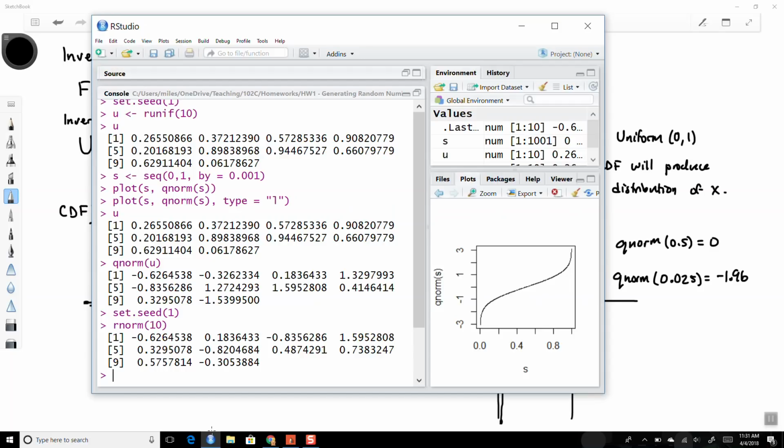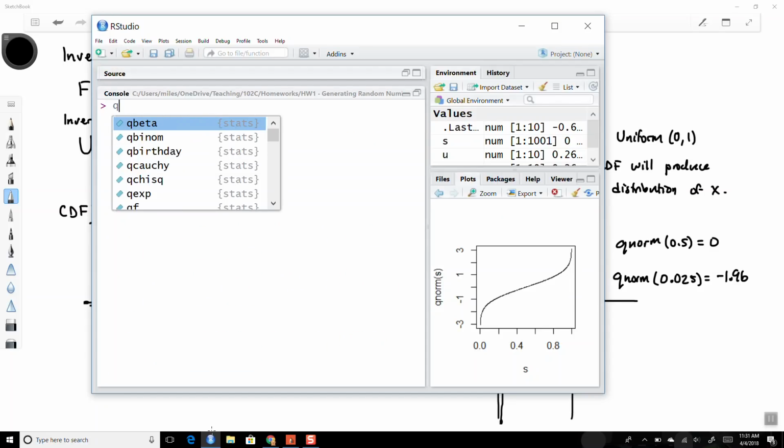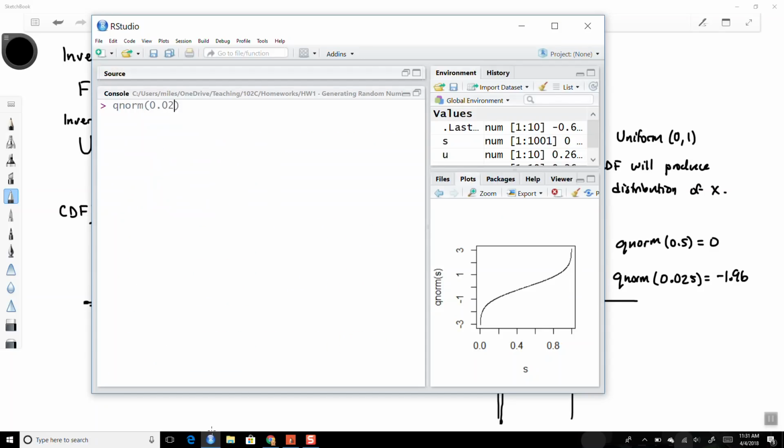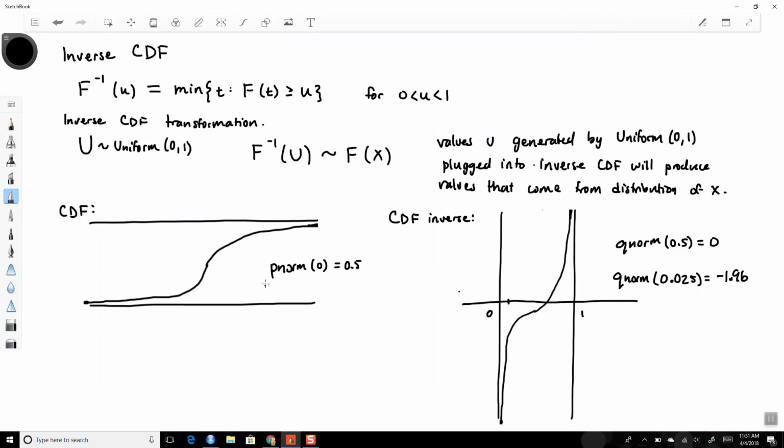So if I do q norm 0.025, well, negative 1.959964, so close enough to negative 1.96 here, okay? Whereas if I plugged in p norm of negative 1.96, I get 0.025, right? So these are like inverse functions of each other. So p norm is the CDF function, and q norm is the inverse CDF, okay? Which is defined as this thing here.